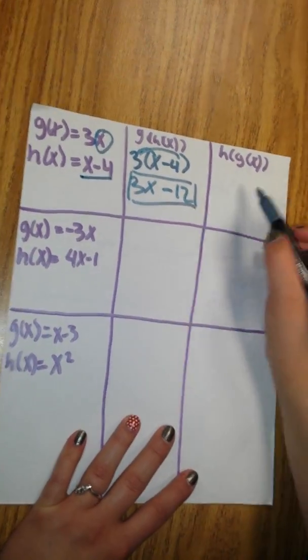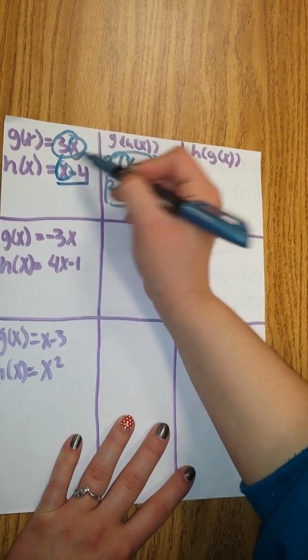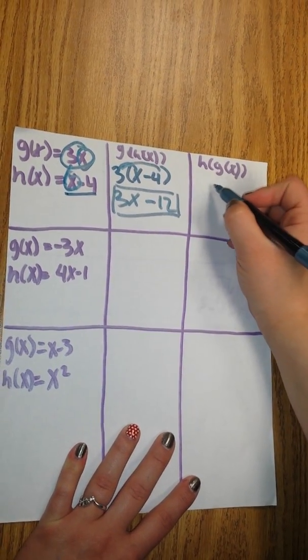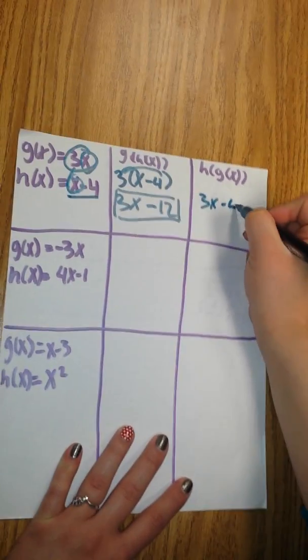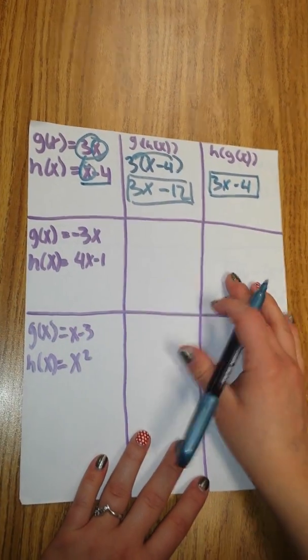And then you'll do the same thing for g of h of x. You'll just take 3x and plug it in for x. So you'll get 3x minus 4, and that can't be simplified anymore, so that's your final answer.